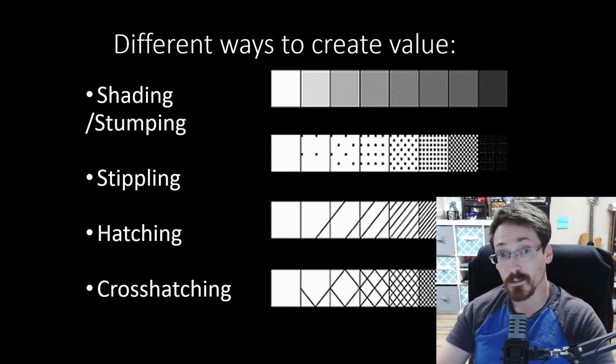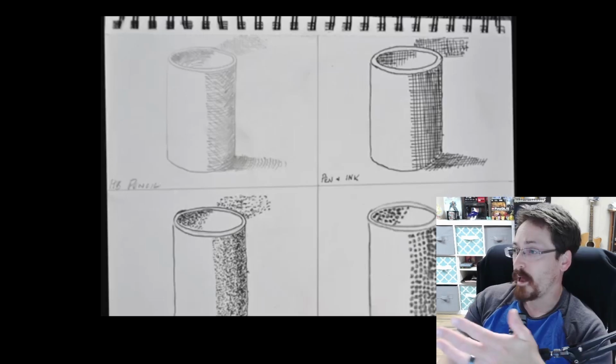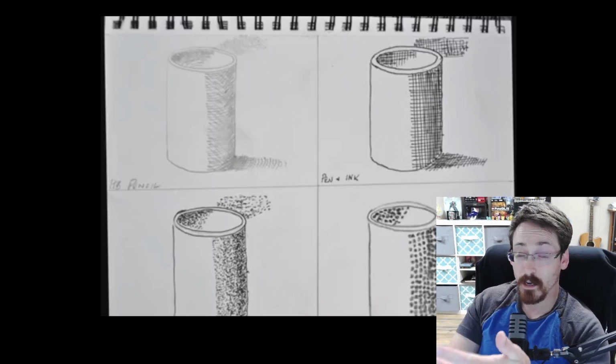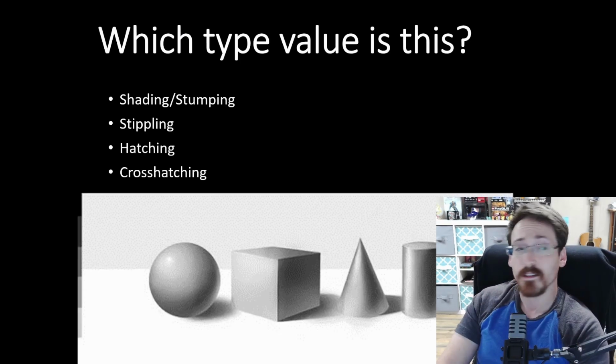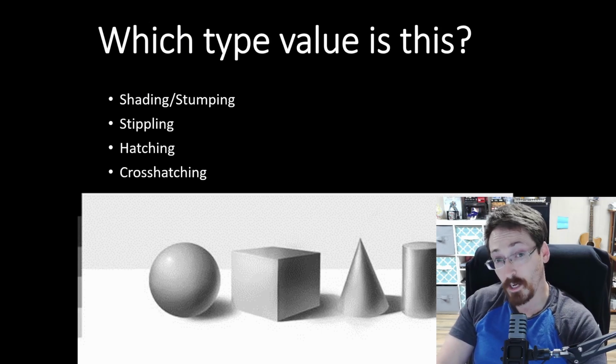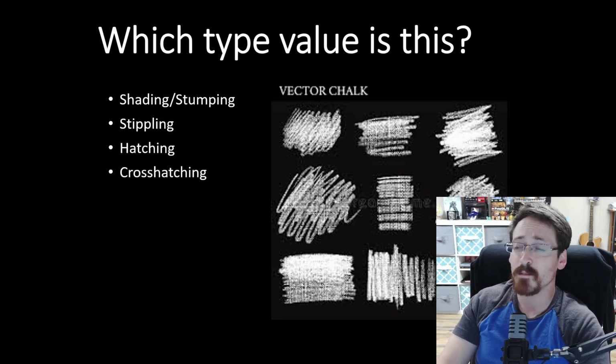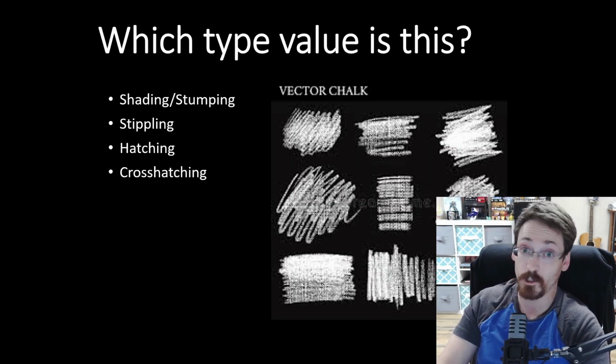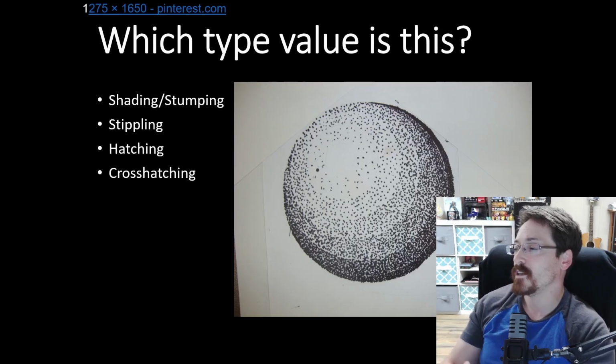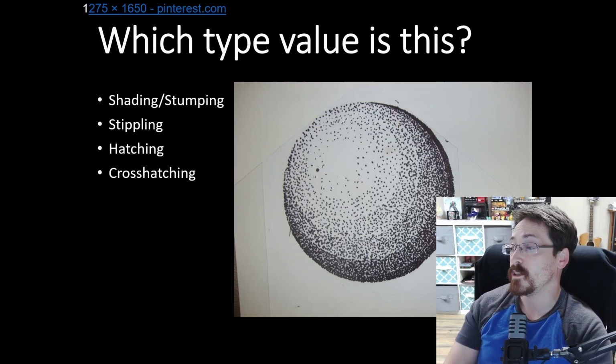Here are some examples of different types of values: hatching and cross-hatching up at the top, as well as stippling down at the bottom. This is an example of proper shading using pencils. This is an example of hatching and cross-hatching using chalk. And finally, an example of stippling using a pencil that, once again, we're not going to do. So that leads me to your lesson.